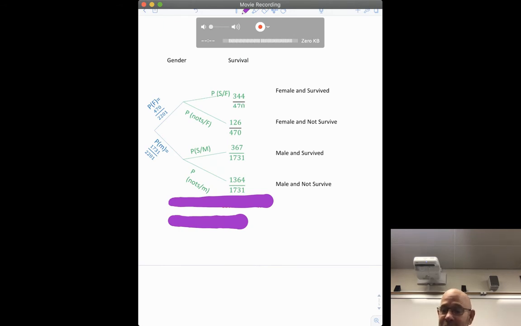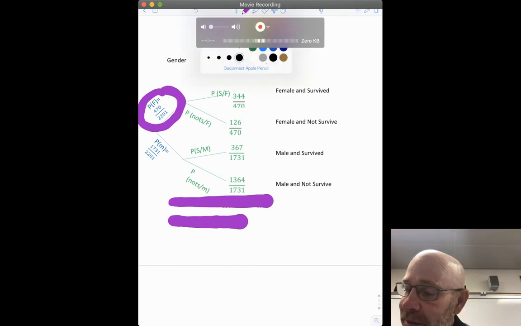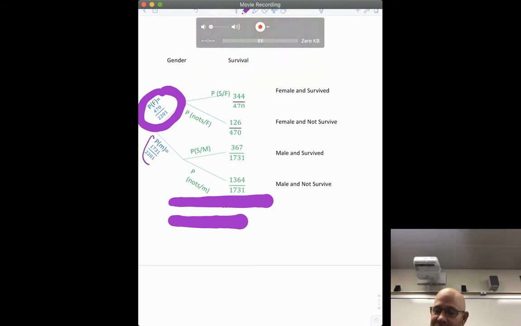What you see is a tree diagram that has the two conditions, gender and survival. Gender, what you see right here are the females, which are 470 out of 2201, and the males, which is the 1731 out of 2201. And then we have the conditional probability. The next one is, what's the probability to survive given female? So we go to that 344 over 470. Not survive given female are the leftovers, of course, the 126. And then same thing down at the bottom.